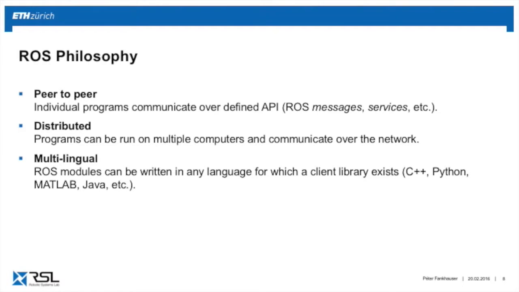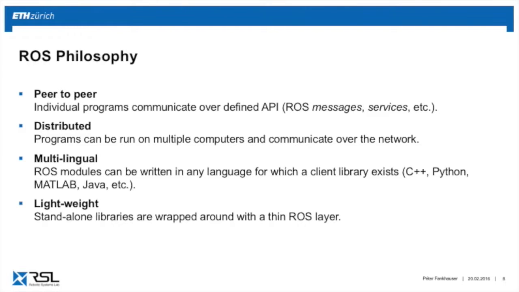It's multilingual, means you can use any of the existing languages which provides a ROS client library. We'll mainly work with C++ in this course, but as you know, there exist libraries for Python, MATLAB, and Java, and these can be mixed and matched.